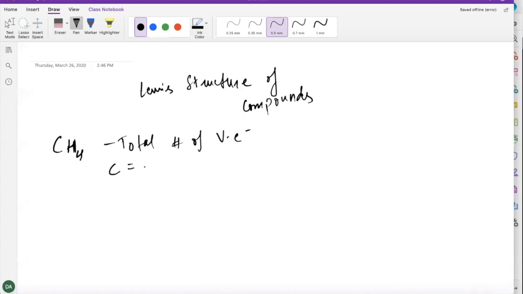So guys, carbon has how many valence electrons? 4. And then hydrogen has how many? 1. And how many hydrogens do we have? 4. So 4 coming from hydrogen and 4 coming from carbon. So total we have how many? 8. So see, we have 4 from hydrogen, 4 from carbon. So if I combine for CH4, it's 8 electrons. Okay. So this is your very first step of drawing a Lewis structure: first count the total number of valence electrons.